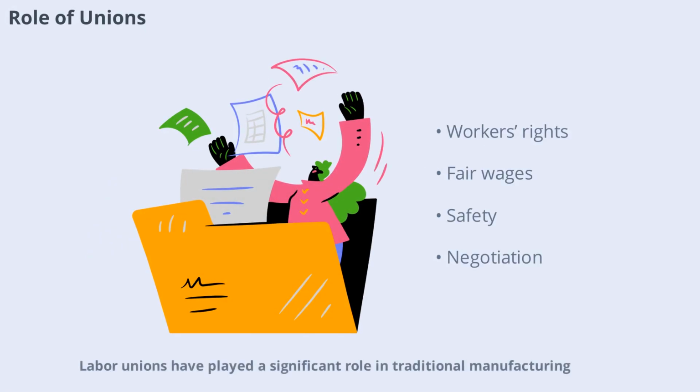Labor unions have played a significant role in traditional manufacturing, advocating for workers' rights, fair wages, and safe working conditions. Unions negotiate with factory owners to improve benefits and resolve disputes, helping create a more stable and productive workforce. Their influence remains strong in many manufacturing sectors.